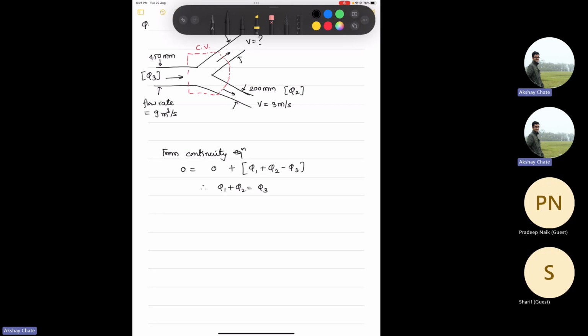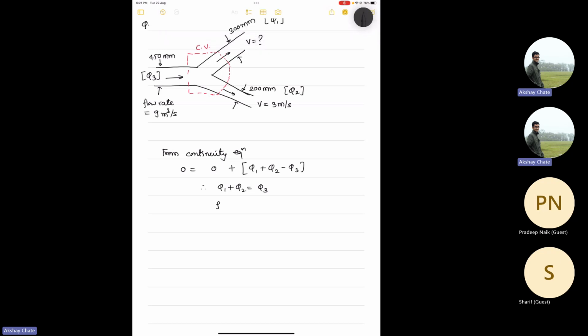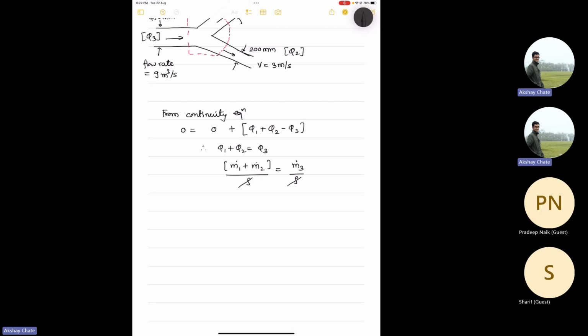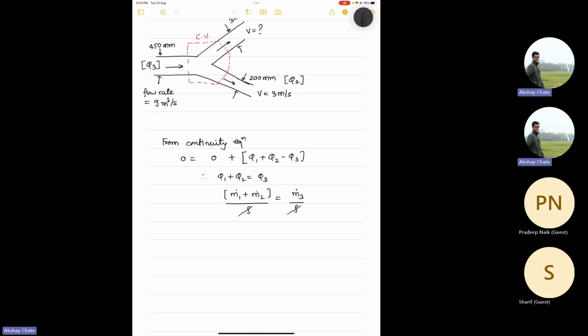So basically flow rate is nothing but mass flow rate divided by density. Since the same fluid is flowing, it will be m dot 1 by rho plus m dot 2 by rho equals m dot 3 by rho. Mass by volume is density, so the rho will be in the denominator, since density has units of kg per meter cube. Since it's the same fluid and incompressible flow, the rho will get cancelled. Q3 is directly given, so we could have kept this as Q3 only. There was no need to change it.